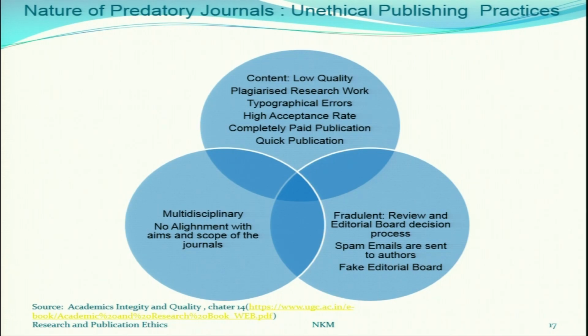Now let's try to understand how we can identify unethical publishing practices. First of all, we see such journals have low quality content. Plagiarized research work is published, typographical errors are there, and you see a high acceptance rate in such journals. They're completely paid publications and they give you quick publication in 48 hours, 72 hours. And then you find a fraudulent review and editorial board decision process. They don't mean anything for the review process.